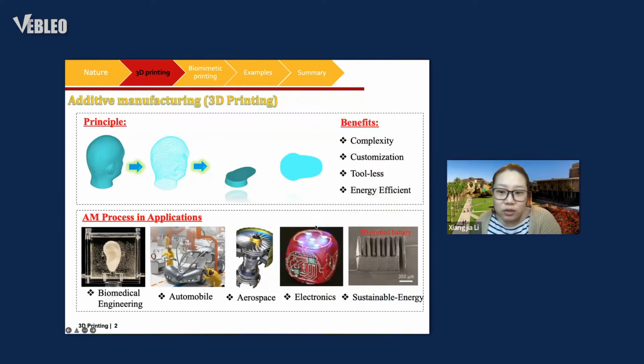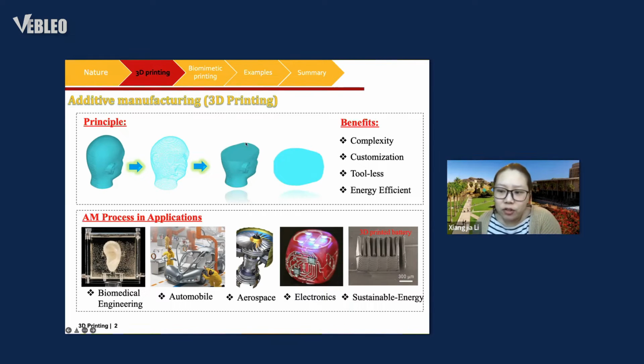Actually, additive manufacturing is a potential answer for us. So over the past 30 years, the manufacturing community has been benefiting a lot from additive manufacturing, thanks to its capability of fabricating complex geometry from its 3D digital model. The principle of additive manufacturing is quite straightforward. After we get the 3D model, we slice it into a set of 2D layers, and then we accumulate the material layer by layer.